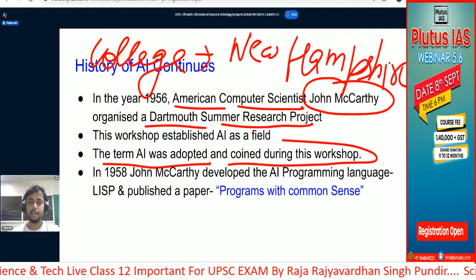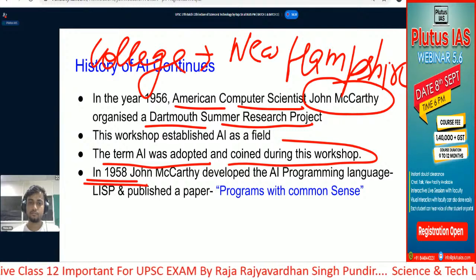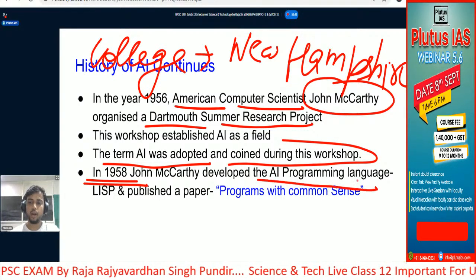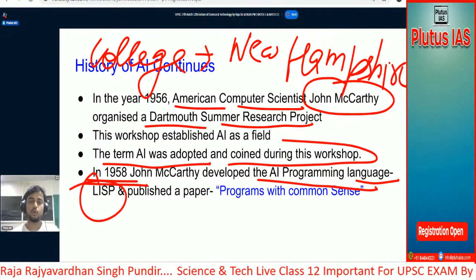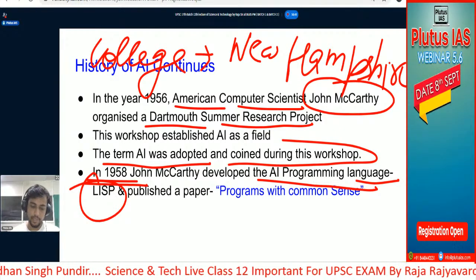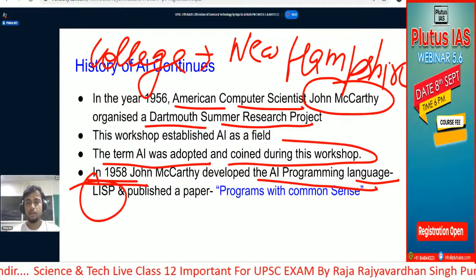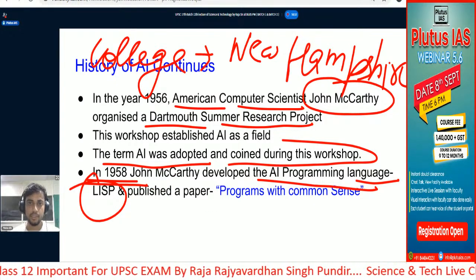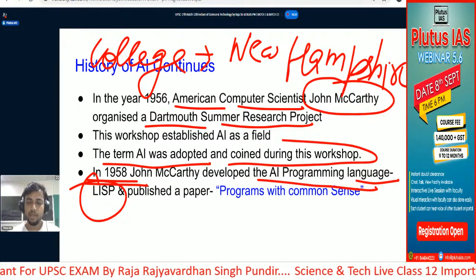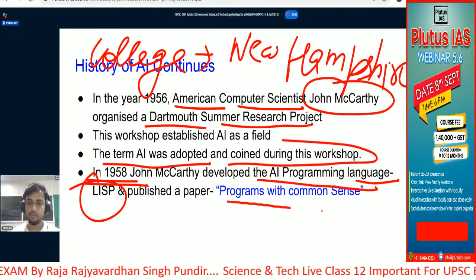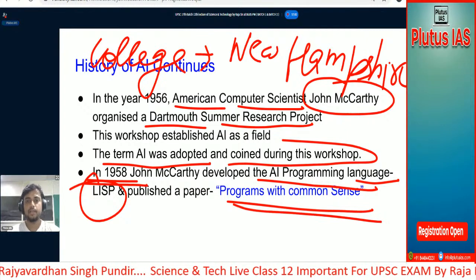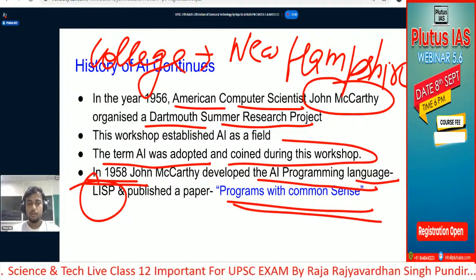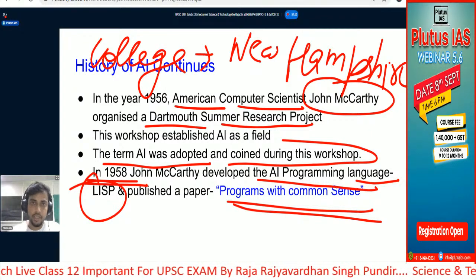Then in the year 1958, John McCarthy developed the AI programming language known as Lisp, L-I-S-P. Lisp was an AI programming language, and he also published a paper in which he wrote about programs with common sense, certain kinds of programs that have their own common sense. So this is a brief history of artificial intelligence.